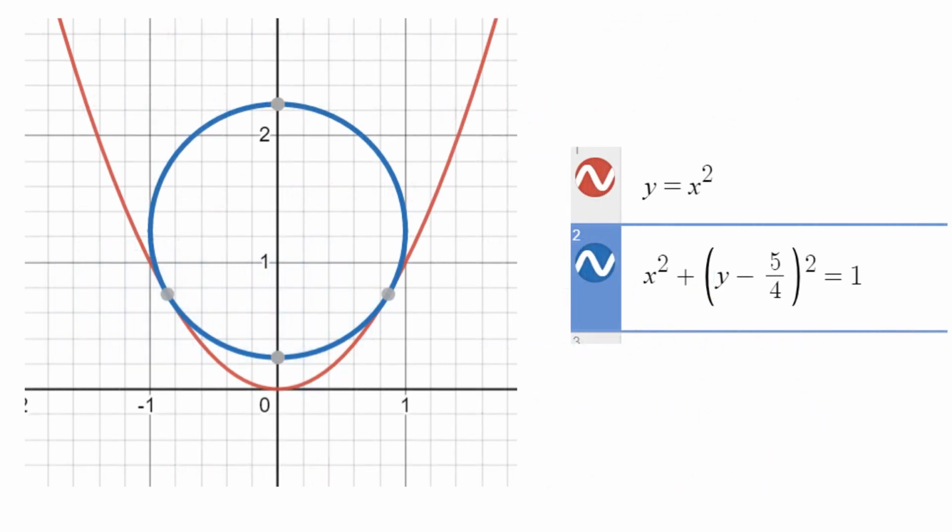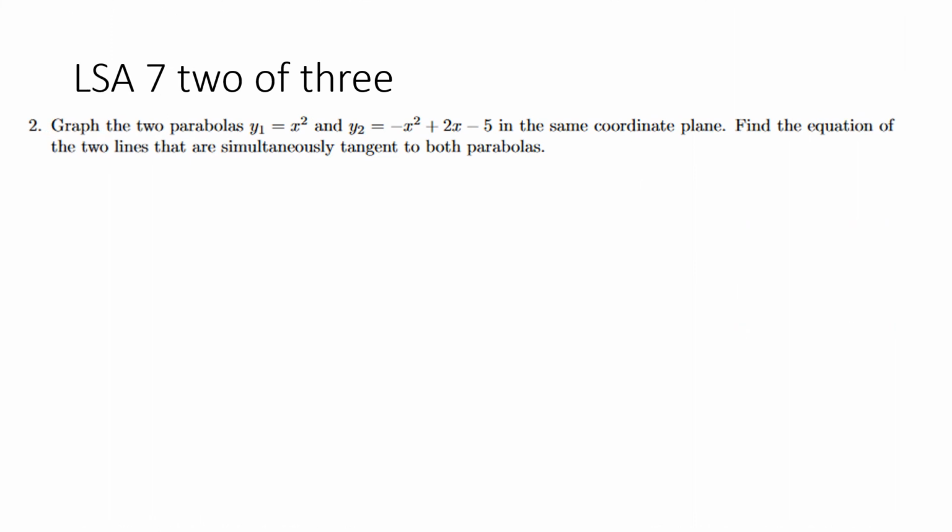Here's the graph, and you can see it is tangent at the 2 points as we predicted. This is the second problem. You were to graph two parabolas, y1 equal x squared, and y2 equal minus x squared plus 2x minus 5 on the same coordinate plane. And we want to find the equation of the two lines that are simultaneously tangent to both parabolas.